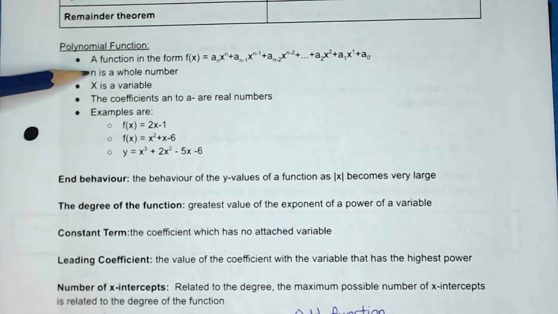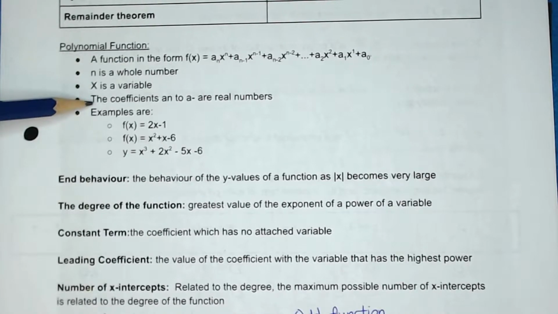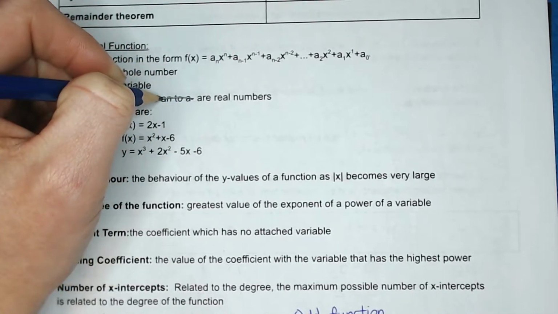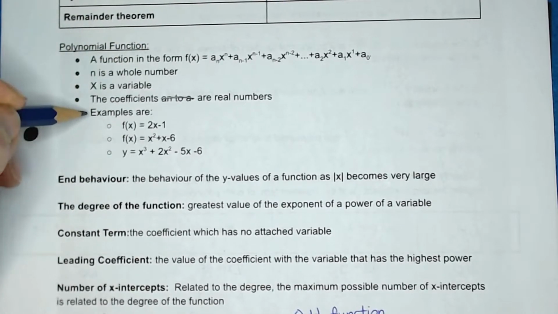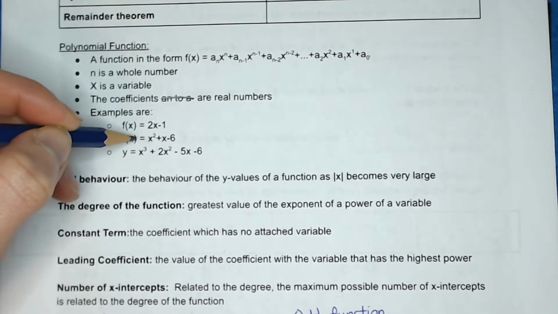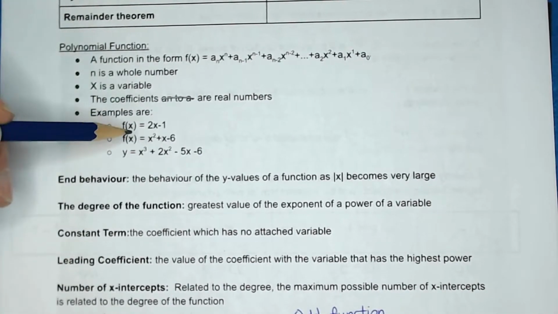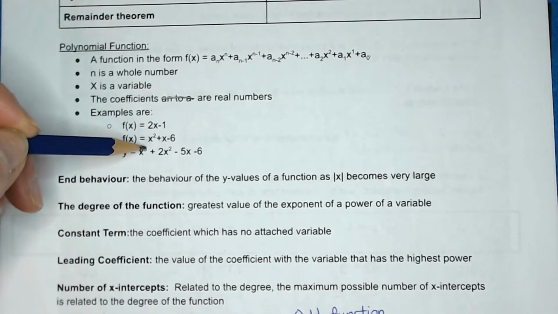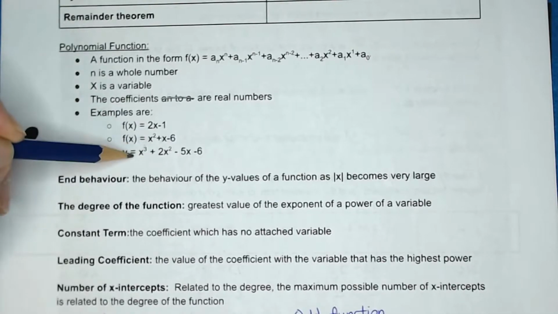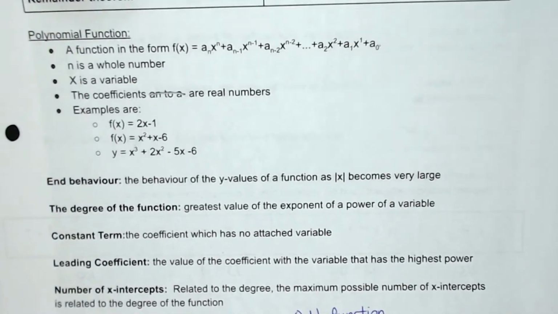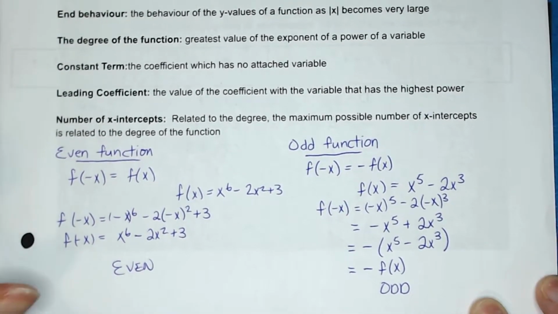So, n is a whole number, x is a variable, and the coefficients are real numbers. Examples are, so f of x equals 2x minus 1, of course, is a linear function. F of x equals x squared plus x minus 6, of course, that's a parabola. And this one is a function to the power of 3, and we'll talk about the shape of that graph shortly. So there's some terms that go with polynomial functions that you need to be familiar with.